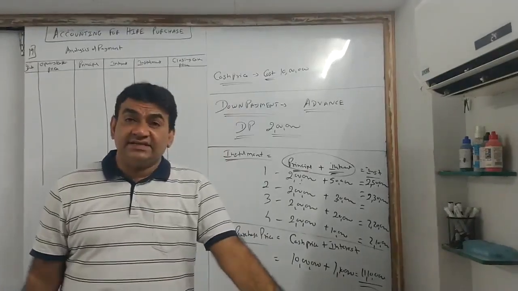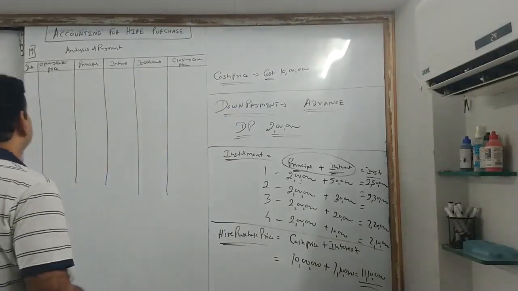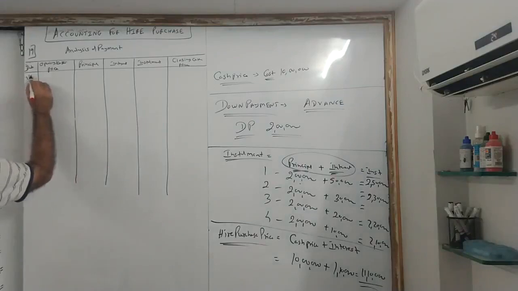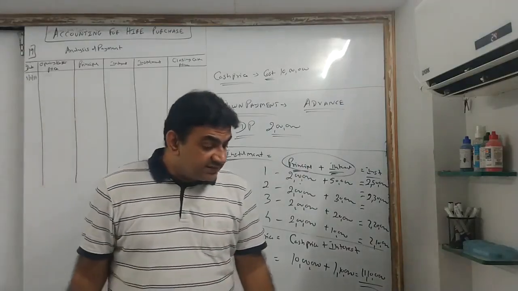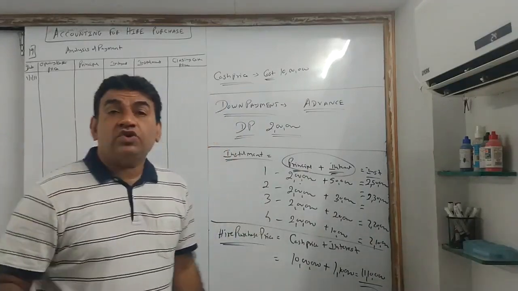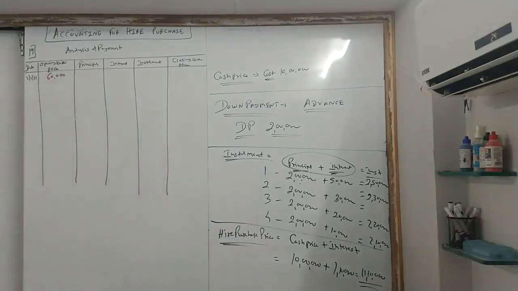When are you buying the asset? I am buying the asset on 1st Jan 11. So first date, 1st Jan 11. What is the cash price of the asset? The cash price of the asset is 60,000. So write in the opening cash price column 60,000.